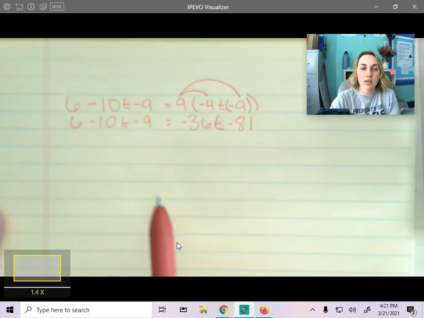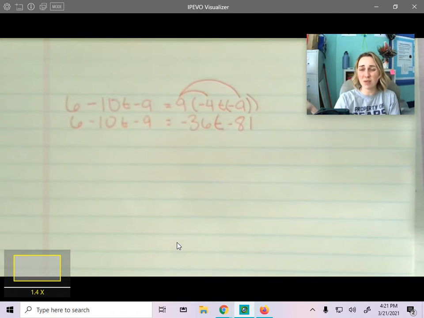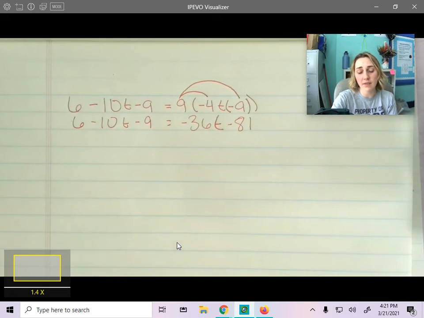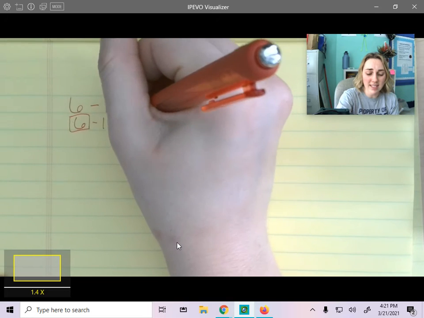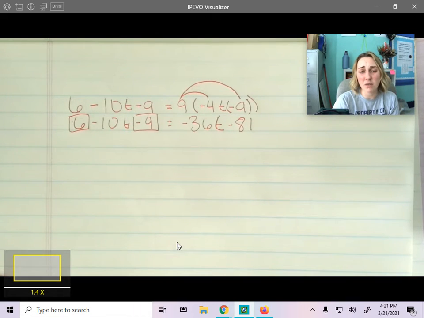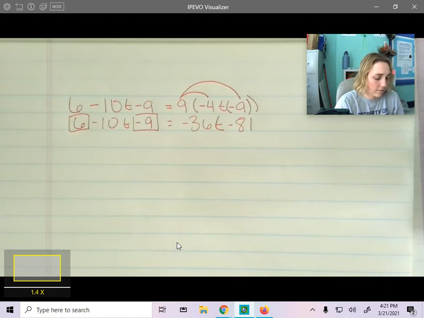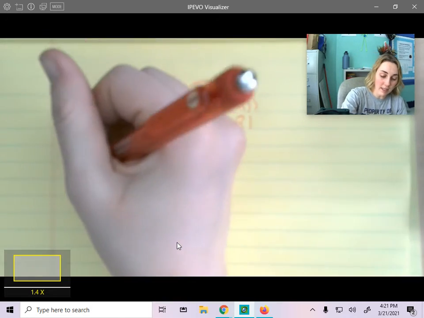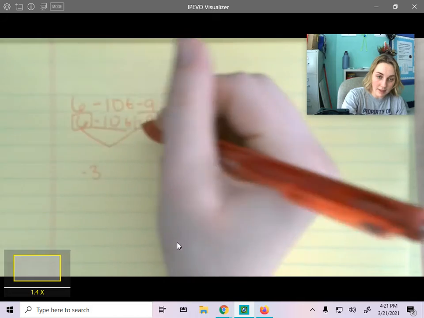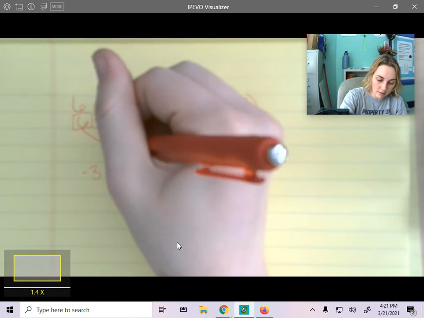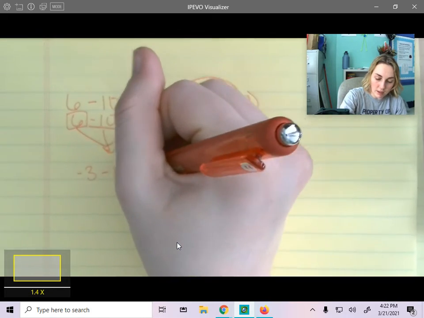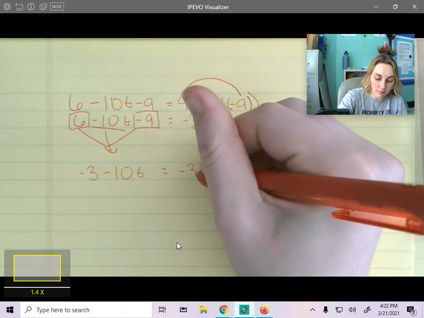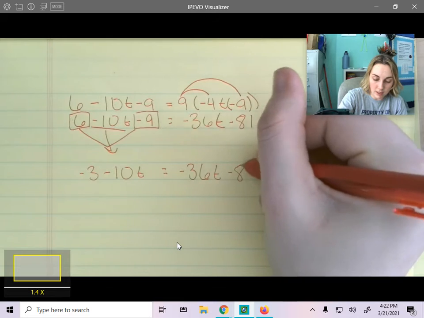Before I can solve, I do also see that on this side, I have some like terms that I need to combine first. I have this 6, and then I have this negative 9. So 6 minus 9 is going to give me negative 3. I'm going to bring down this negative 10t, because remember, you take the operation with it down. I'm going to bring down that equal sign, and I'm going to bring the rest of this down. Negative 36t, and that's going to be minus 81.